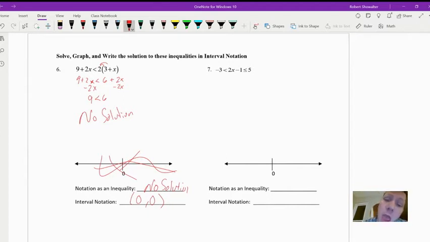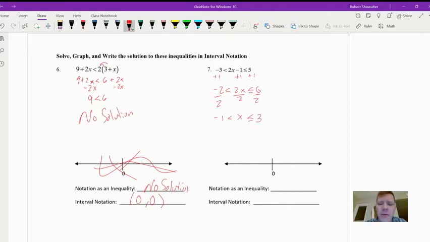Oh man, these 3 parts. We're going to get this x by itself. To do that, we're going to add 1 to all 3 parts. We get negative 2 less than 2x less than or equal to 6. I'm going to divide by 2, so we no longer have the 2x. We get negative 1 less than x less than or equal to 3.